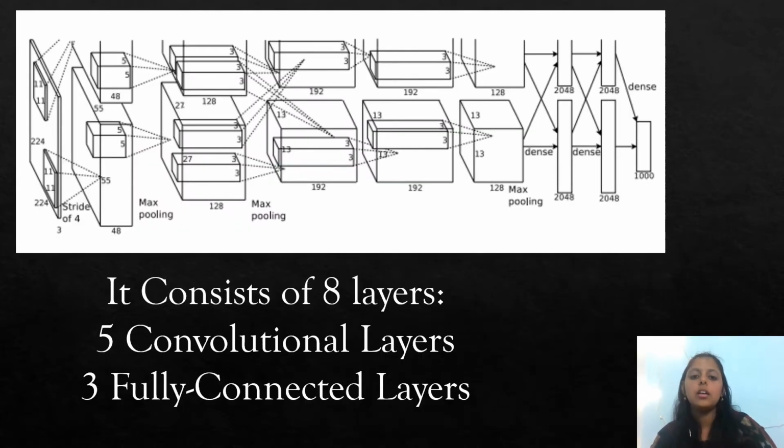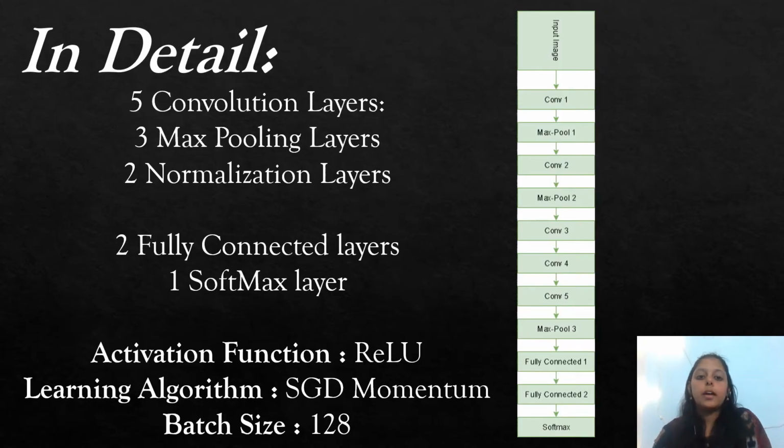AlexNet architecture consisted of 8 layers, in which 5 were convolution layers and 3 were fully connected layers. In a detailed view, the 5 convolution layers consisted of 3 max pooling layers and 2 normalization layers. Under the fully connected layers, there were 2 fully connected layers and a softmax layer. The activation function used here was ReLU and the learning algorithm was SGD with momentum.